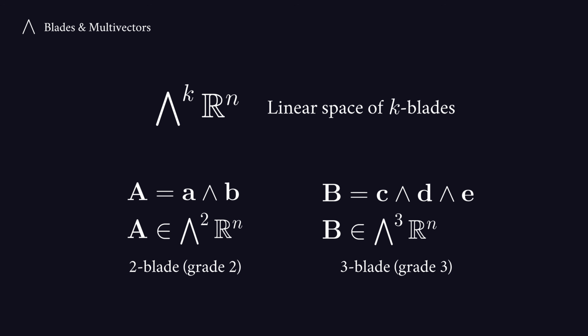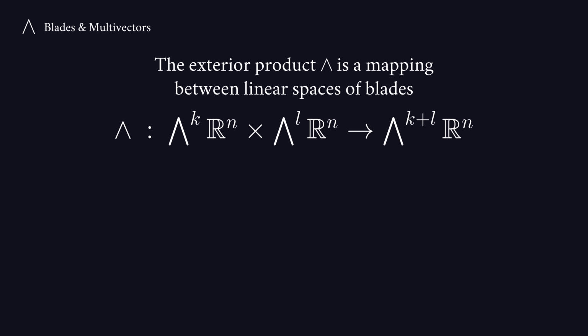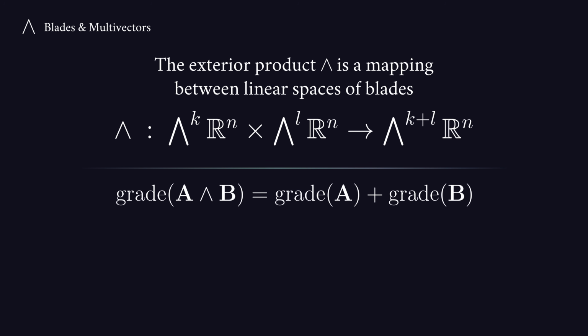And with this, we can also write a bit more formally what the exterior product really is. A mapping between linear spaces of blades. So we multiply 2 blades together of grades k and l respectively and obtain another blade with grade k plus l. So if you take 2 blades, A and B, and you wedge them together to get another blade, then the grade of this blade that you obtain is the sum of the grades of the blades you took beforehand.